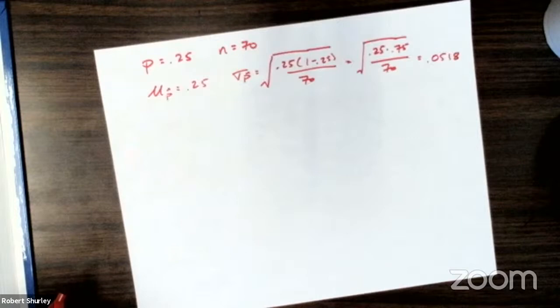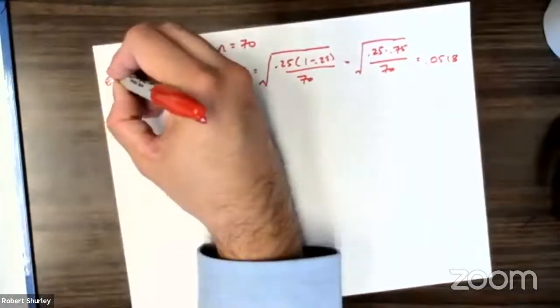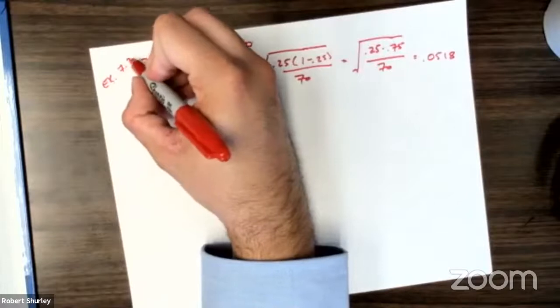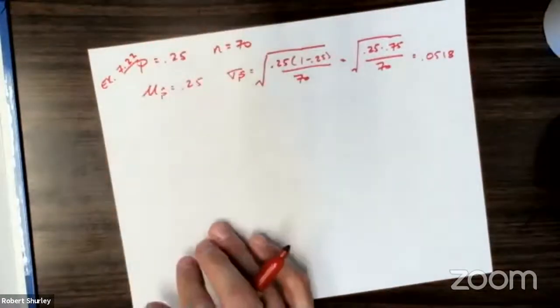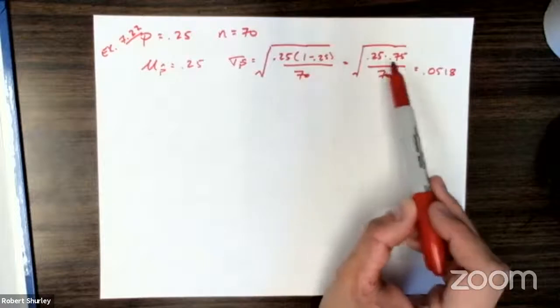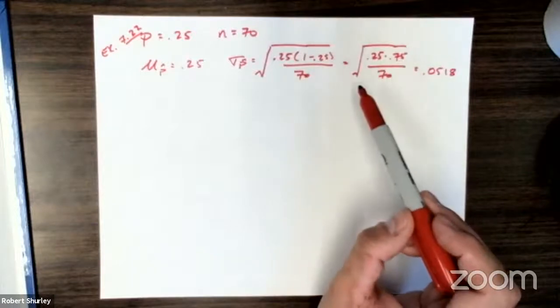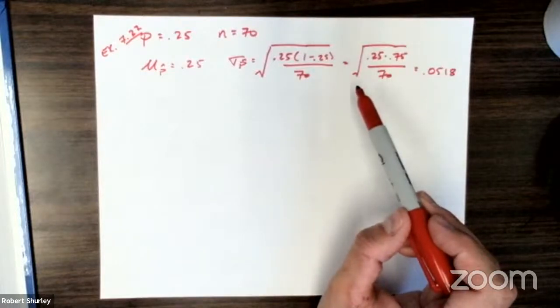That was the example on page 7.22. Okay, how did you get on the top there of the second square root 0.25 times 0.75? 1 minus 0.25. Okay. You see that, Lori? Yeah. Got it. Okay.